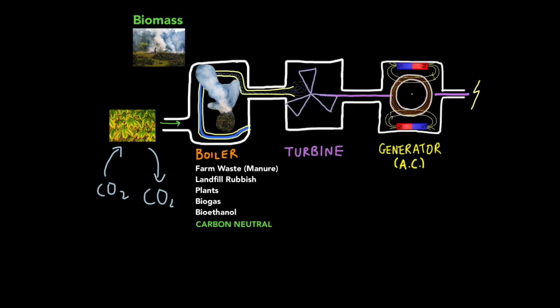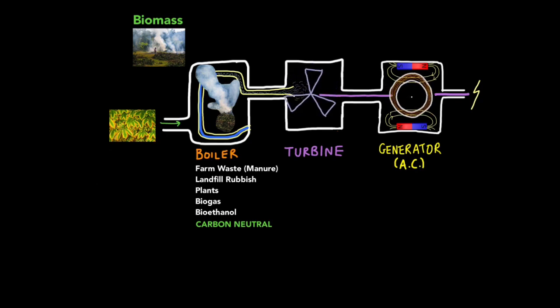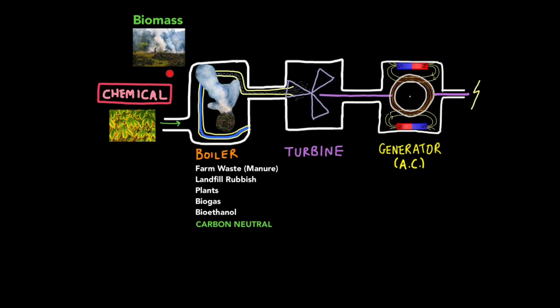But to make this work, we need a lot of land to grow enough crops to take in enough carbon dioxide. So this can be a problem because we also need land for food, and we have a growing population, remember. A biomass power station works just like a coal, gas or oil power station. Heat the fuel to heat up water, which turns to steam, which drives the turbine, which drives the generator to produce electricity. So this all starts off with chemical potential energy stored in the plants.